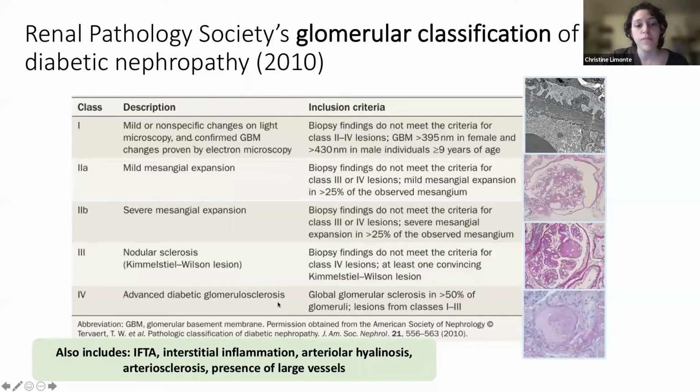This report also includes a classification system for interstitial and vascular lesions, including interstitial fibrosis, tubular atrophy, interstitial inflammation, arteriolar hyalinosis, arteriosclerosis, and the presence of large vessels, but I won't go into more detail on that specific aspect here.